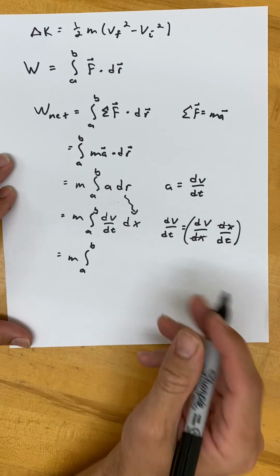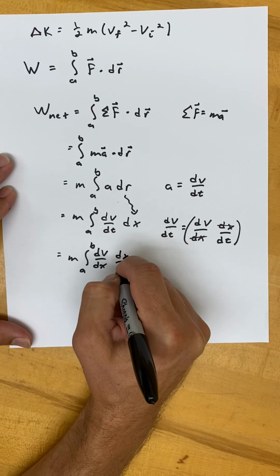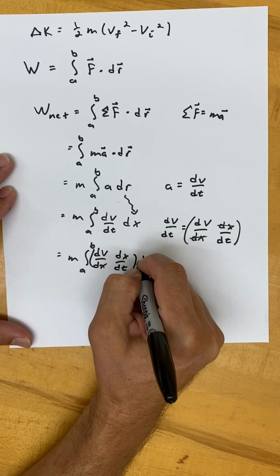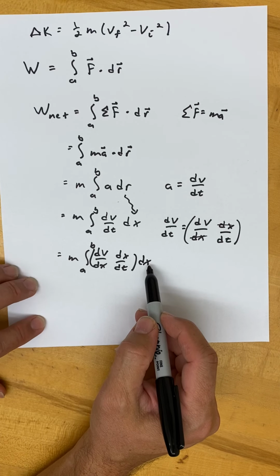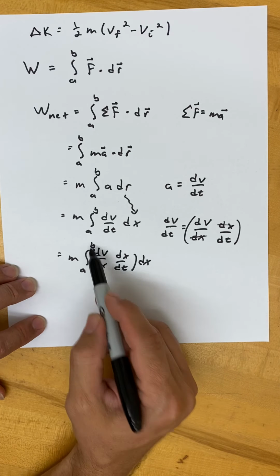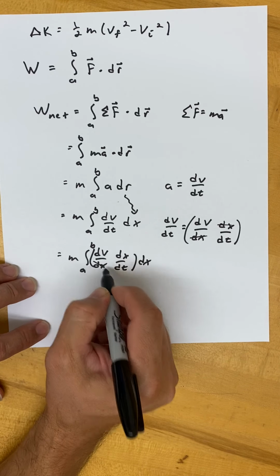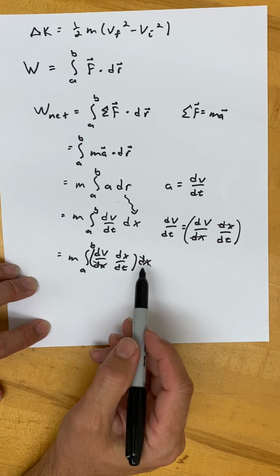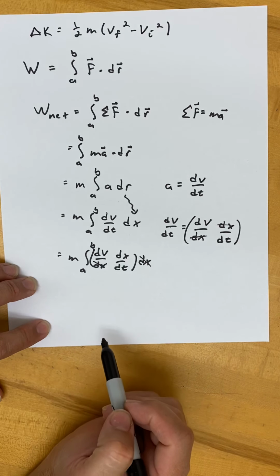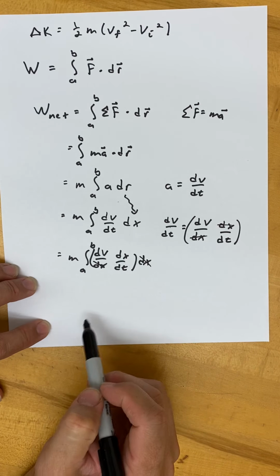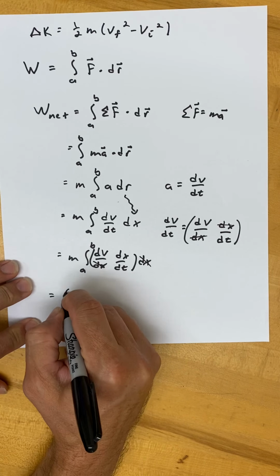Integral from a to b of dv/dx times dx/dt times dx. I'm still integrating over a position variable, so a to b still works. But I'm going to do a little more mathematical chicanery. Sorry, mathematicians. Another chain rule application is going to change my integration variable to dv. I'm going to get rid of the dx's and integrate over dv.